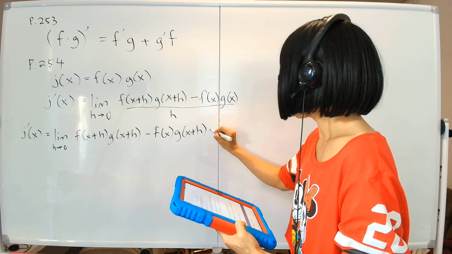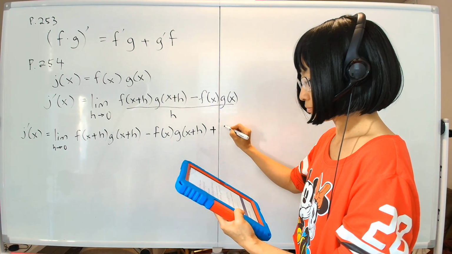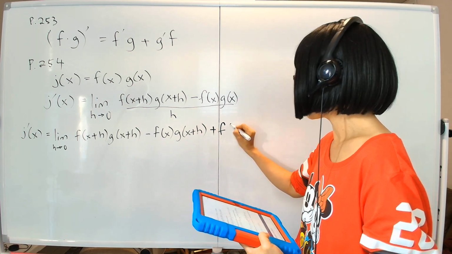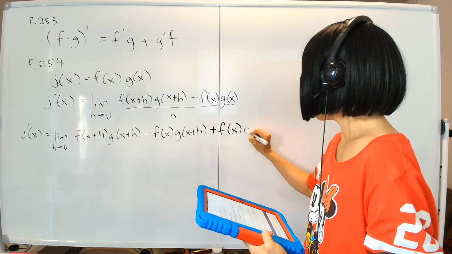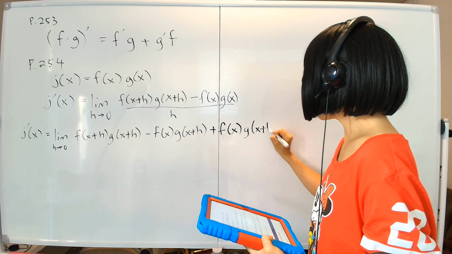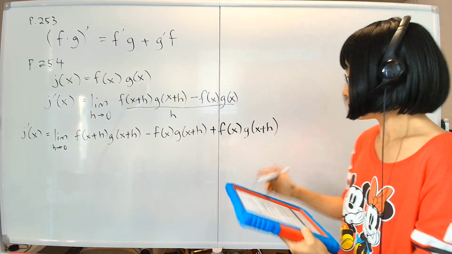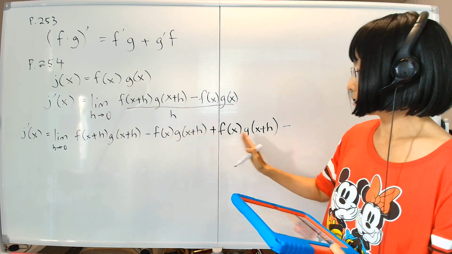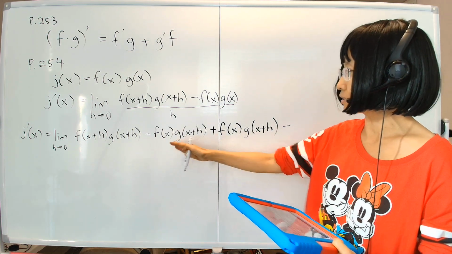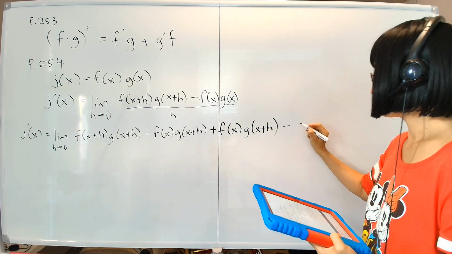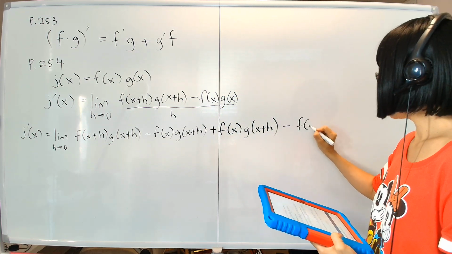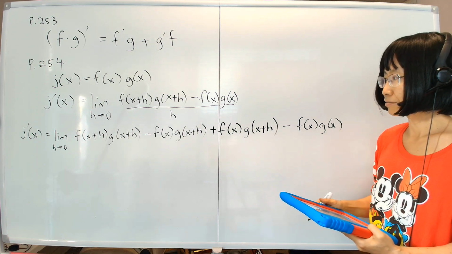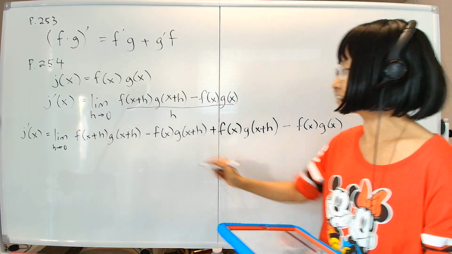So let's continue. Plus, being that we subtracted one, we have to add one to be fair, right, so that the equation holds: f of x times g of x plus h. And then minus, okay, so we added one, we subtracted one, and then added it back, so nothing changed. Then we add this last term, minus f of x times g of x. Now we have this, and this whole thing will be divided by h.